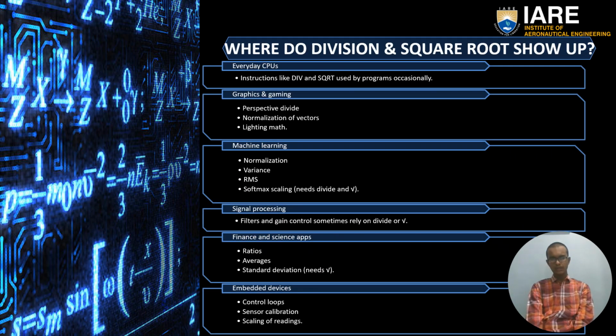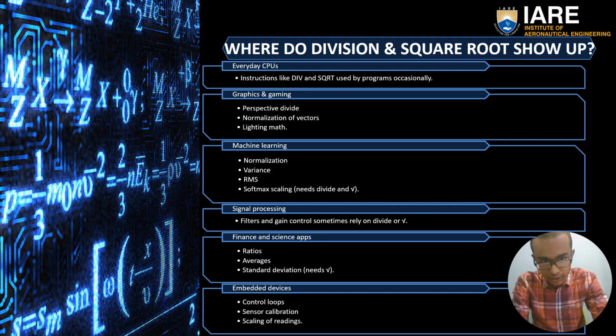Now let's talk about where division and square root show up. We are not doing math for its own sake. Real programs need divide and square root in many different places. In games, for example, distances and lighting need square roots. In machine learning, we often normalize values, which needs divide and sometimes square root. Even small devices need these operations for sensor math and control, so the decision about how to implement them matters beyond textbooks.